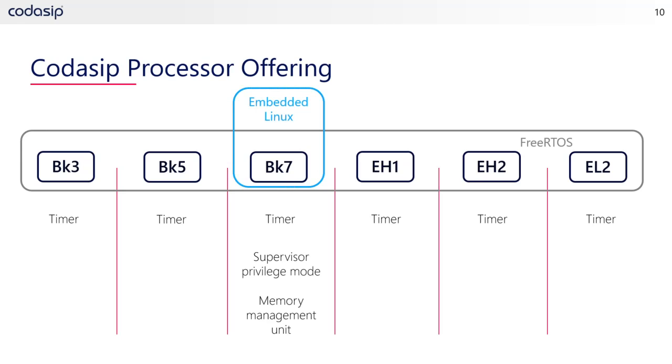Although it is technically possible to run a real-time operating system on BK7, you have to understand that the additional hardware needed to run embedded Linux will still be in the core, and therefore may be enlarging the area of your chip unnecessarily.